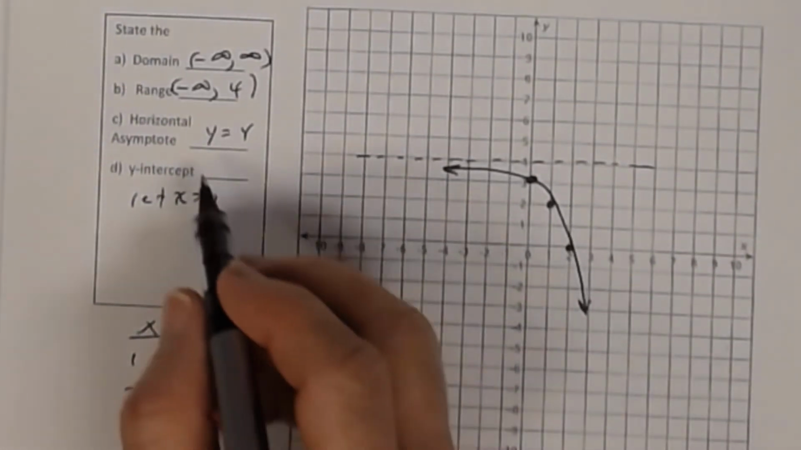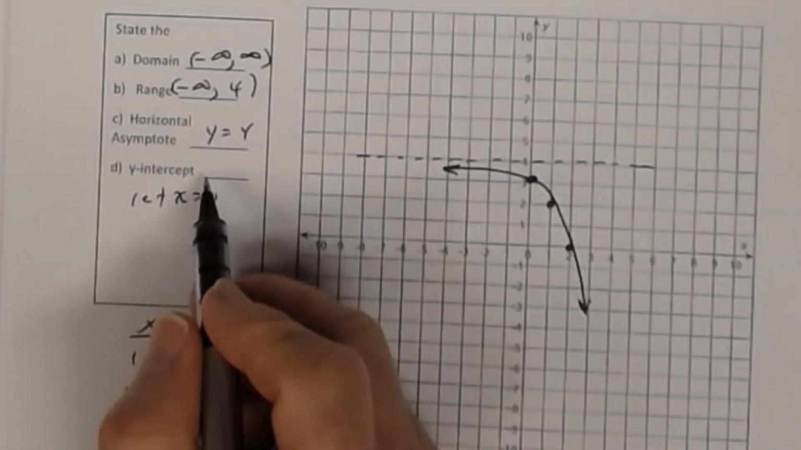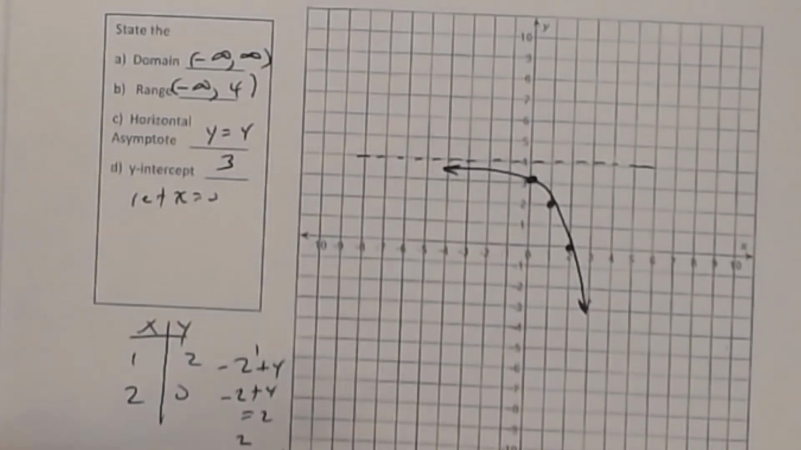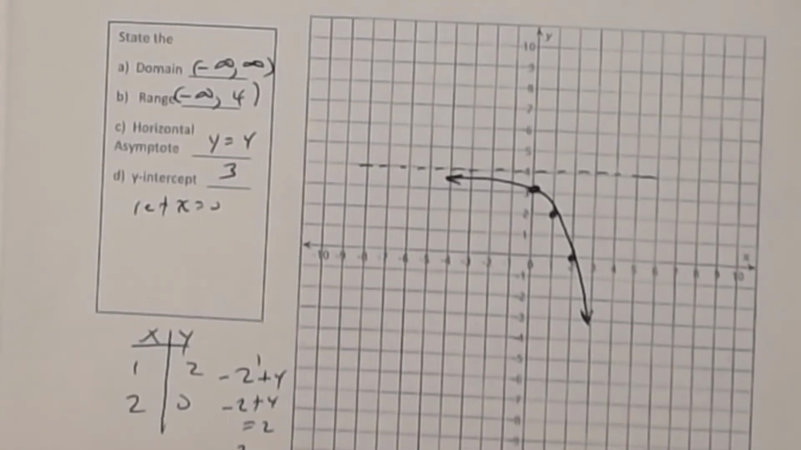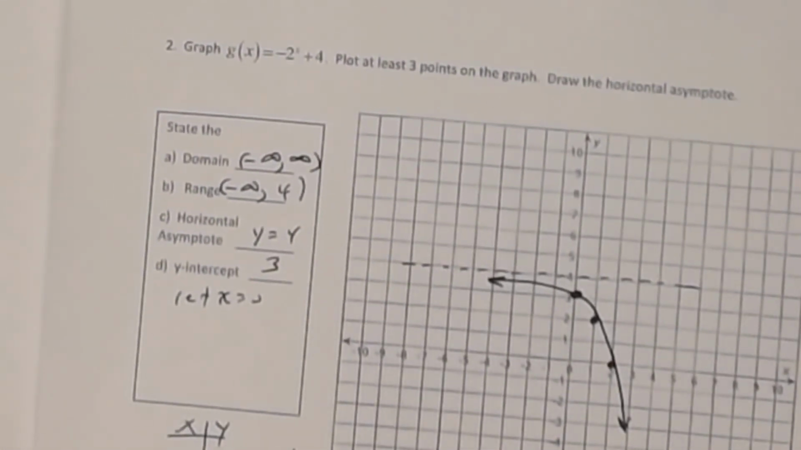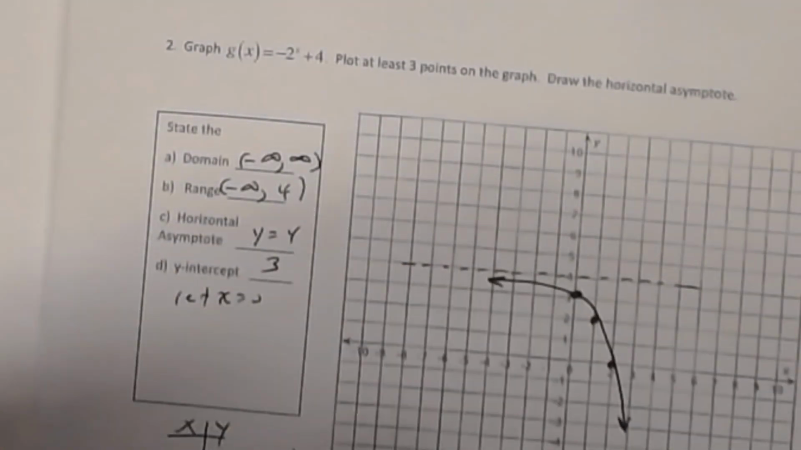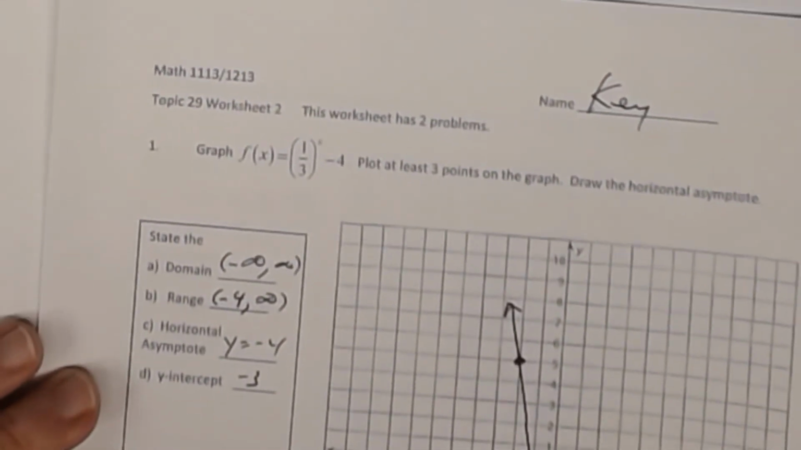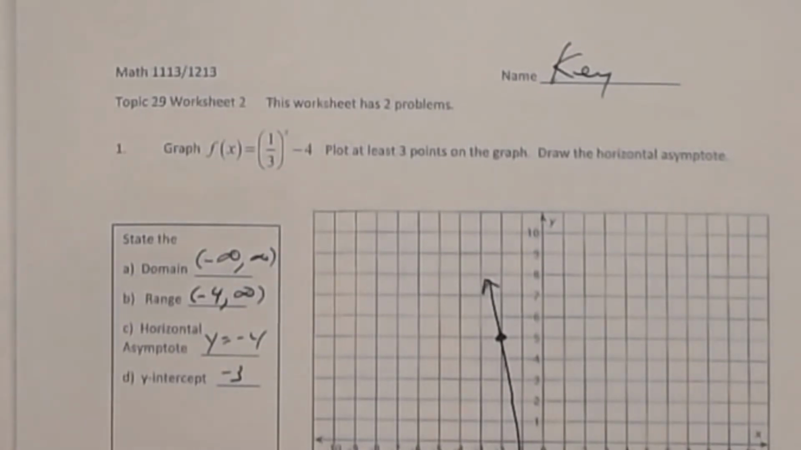All right, so my y-intercept, remember, was 3, and that's where we let x be 0. Okay? And so that is it. So that is the key to topic 29, worksheet 2.